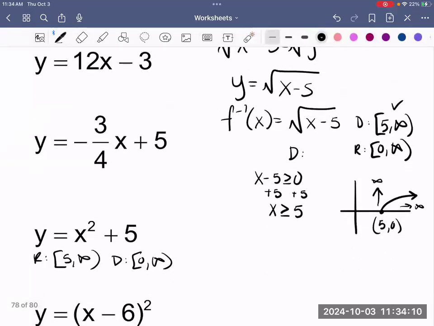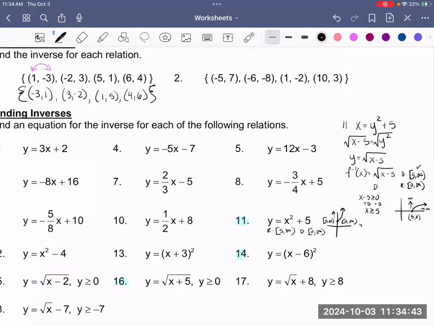Because the graph of this one is just your parabola that has been moved up by 5. However, because it does not pass your vertical line or your horizontal line test, we've had to then cap off your domain and your range here. So your domain here goes from 0 to infinity, and your range goes from 5 to infinity. And those would be their inverse values.